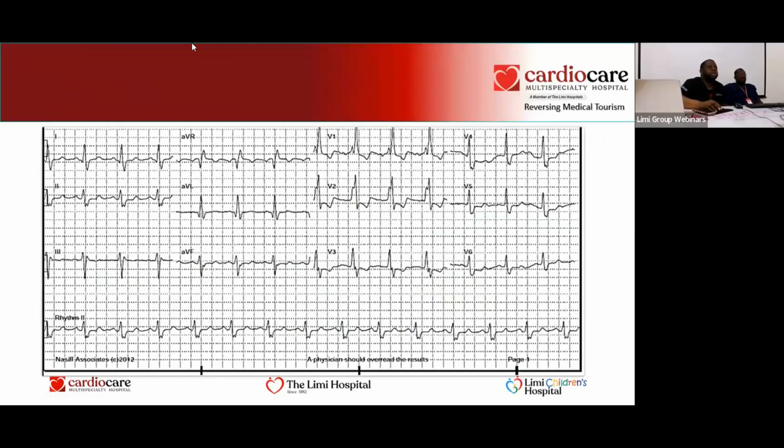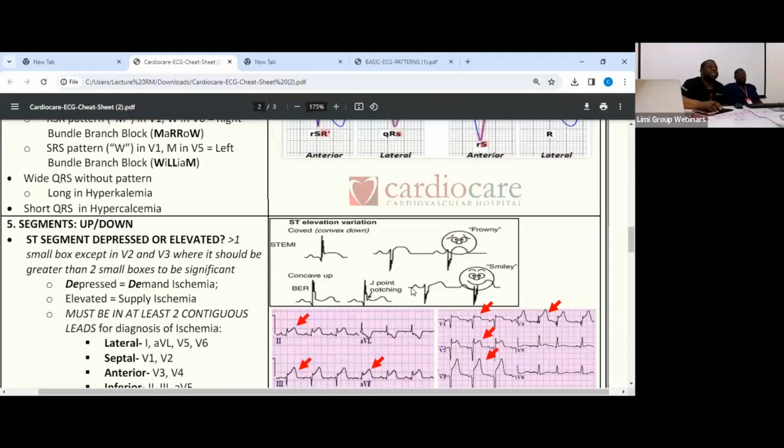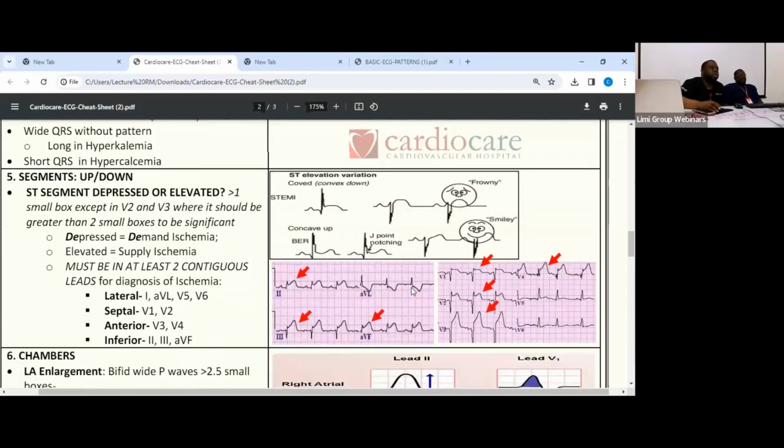You all have this sheet already with you. The way to go about it is, as soon as we finish this lecture, take ECGs, take that sheet and use it. So now let's look at the segments. The most important segment we want to learn is the ST segment.